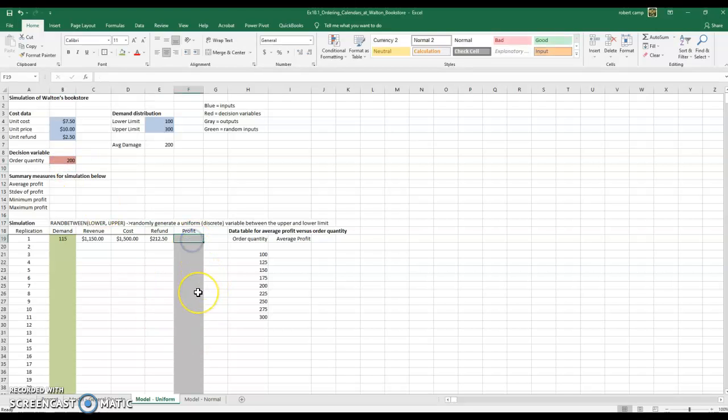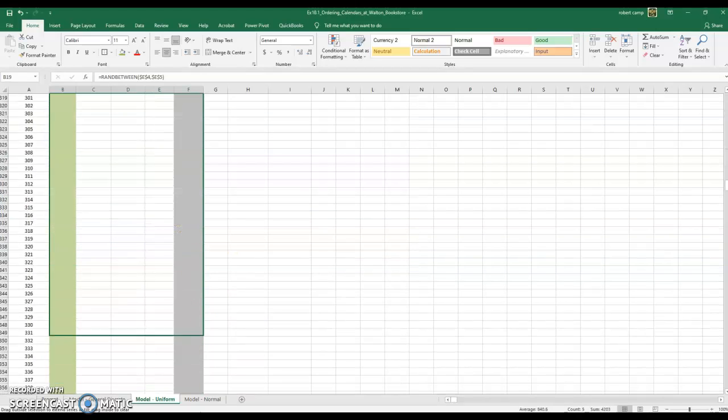And then our profit, we do it the same way. We are going to equal our revenue plus our refund minus our cost. And so that gives us a $500 profit in this situation.